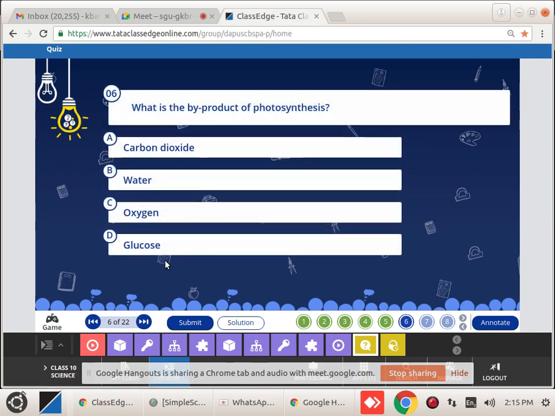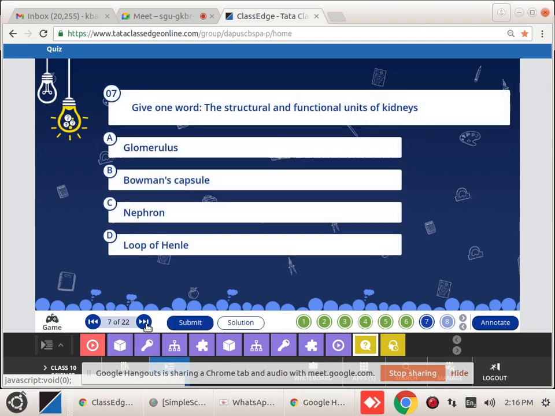What is the byproduct of photosynthesis? Byproduct means the last formation of the photosynthesis, okay? So the byproduct is glucose. Yes, glucose. They have not given starch. Okay, so let me see the solution. Oxygen. Okay, not the final product they are asking, they are asking the byproduct. Yes, sorry, students. So oxygen. Byproduct means the excreta, the excretory part which is coming out. Yes, okay, that is oxygen. Go for the oxygen. Give one word: the structural and functional unit of kidney, obviously nephron.